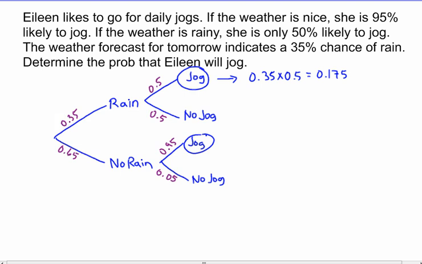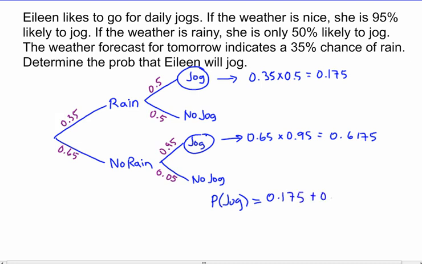Now, no rain and a jog. How do we get no rain and a jog? 0.65 times 0.95, which gives us, I don't know. Ashley, what do you get? So how do we get the probability that she's going to go for a jog? Add them together. The probability that she jogs would be the probability of rain and jog or the probability of no rain and a jog. So we add these together, which gives us a whopping 79%.